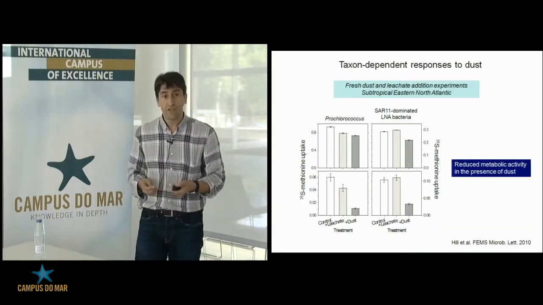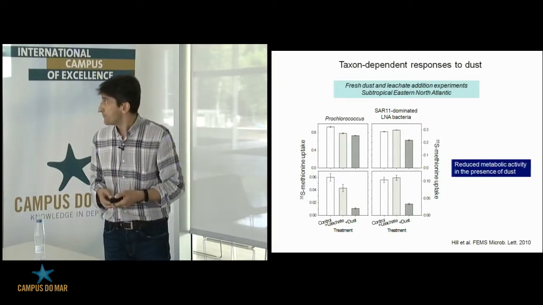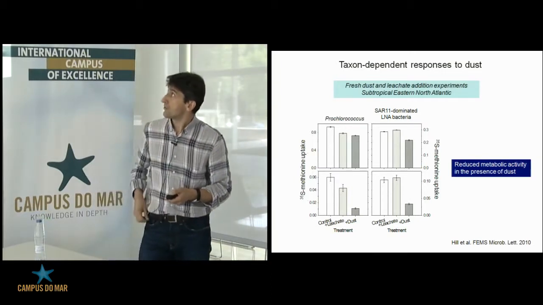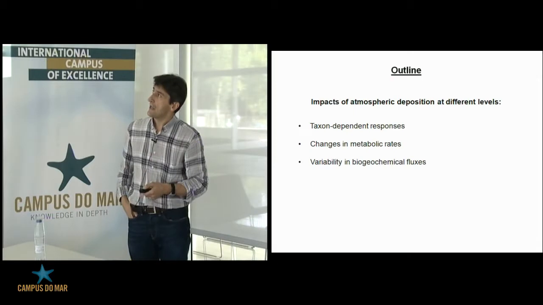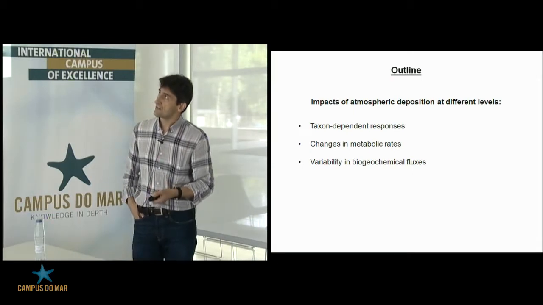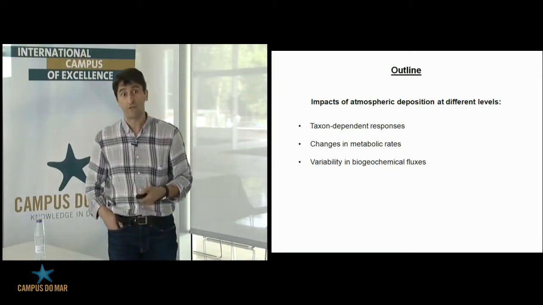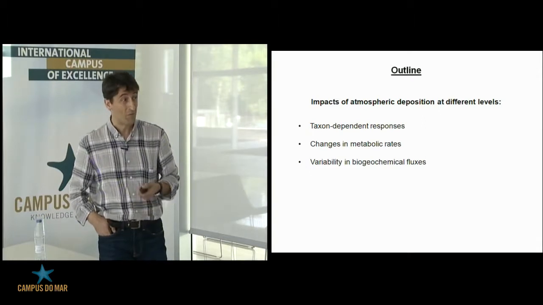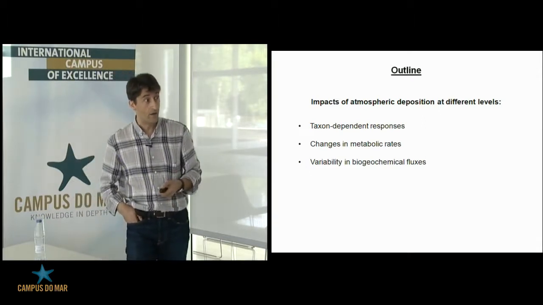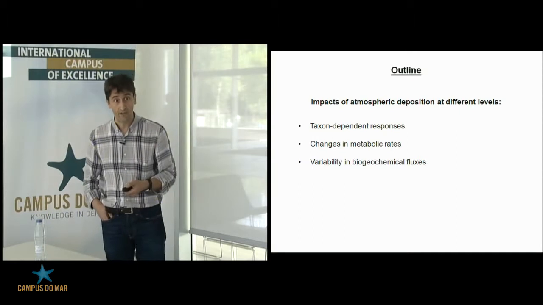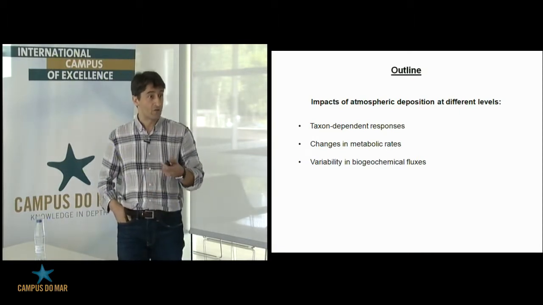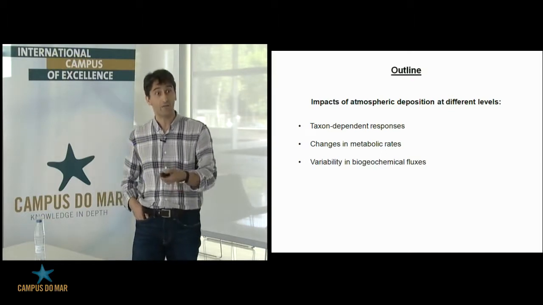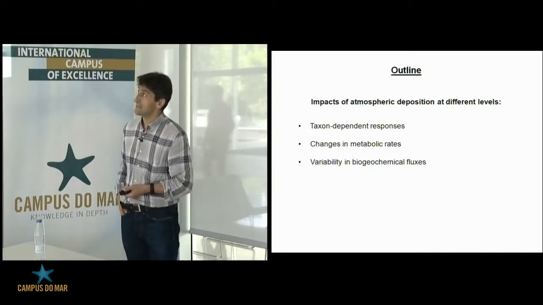This has been also seen by other authors. For instance, Polly Hill, also in the North Atlantic subtropical gyre, found that different groups can easily show different responses. I will move on to discuss some changes in key metabolic rates such as photosynthesis, nitrogen fixation, but also heterotrophic processes such as respiration. And I will try to convince you that the balance between the responses of the photoautotrophs and the responses of the heterotrophs is key.